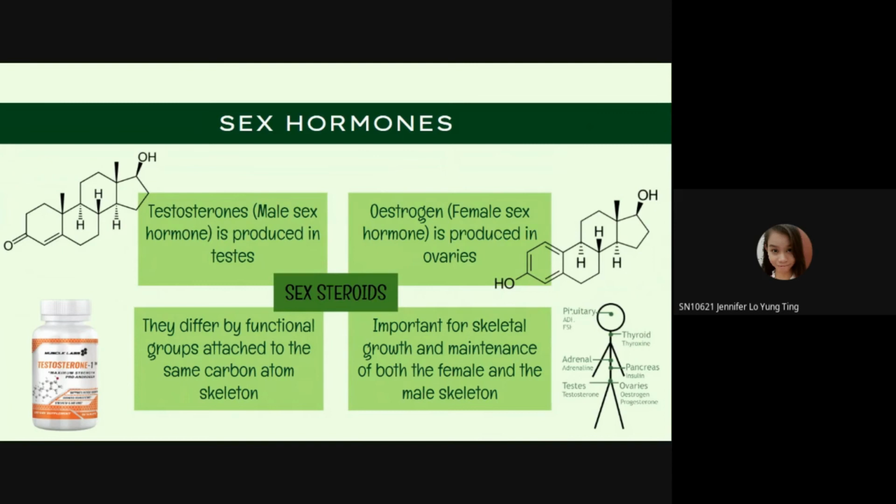Besides cholesterol, sex hormones such as testosterone and estrogen are also examples of steroids. Testosterone is a male sex hormone and it is produced in the testes. Estrogen is a female sex hormone and it is formed in the ovaries. They differ by the functional groups that are attached to the same carbon atom skeleton. Sex hormones are very important for skeletal growth and also for the maintenance of both the female and male skeleton. Next slide.